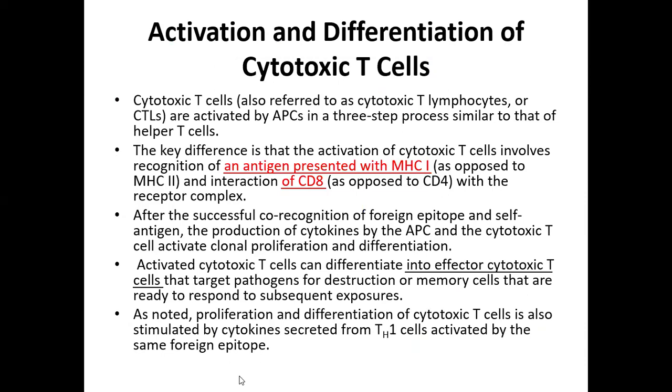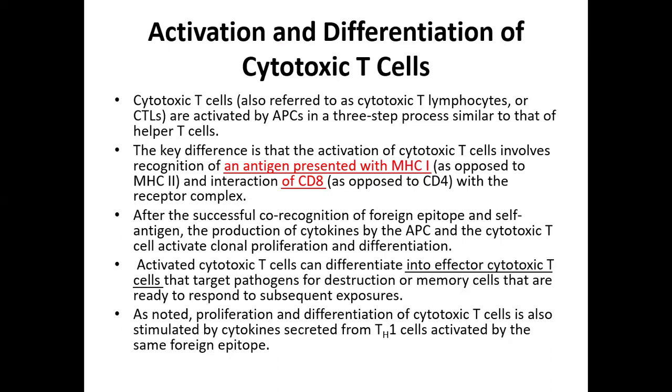Activation and differentiation of cytotoxic T cell. Cytotoxic T cells, also referred to as cytotoxic T lymphocytes or CTLs, are activated by APC in a three-step process similar to that of T helper cell. The key difference is that activation of cytotoxic T cell involves recognition of antigen presented with the MHC1, as opposed to MHC2, and interaction of CD8, as opposed to CD4, with the receptor complex.